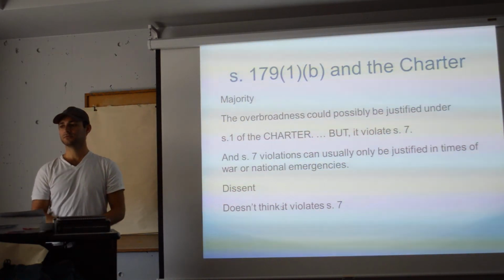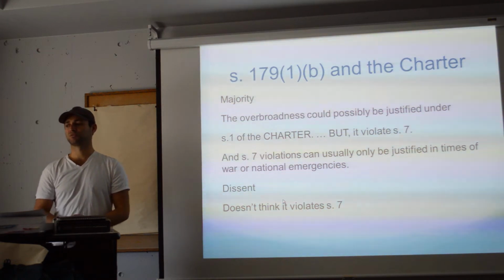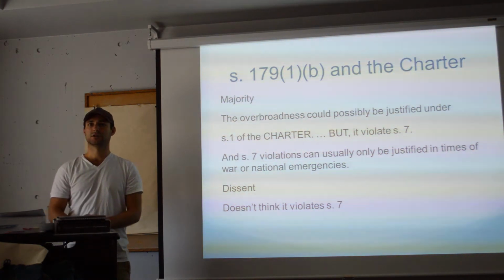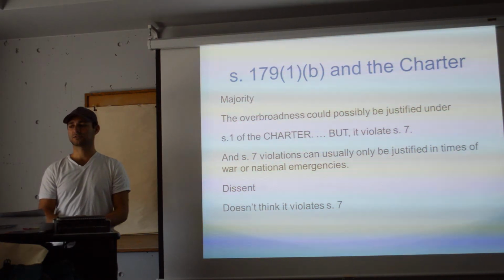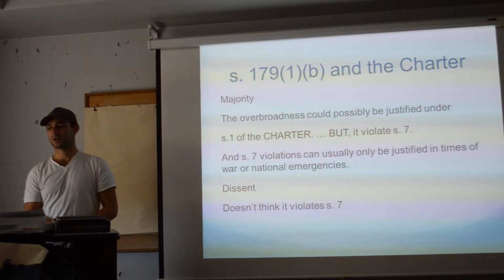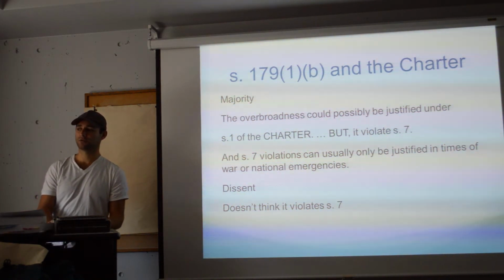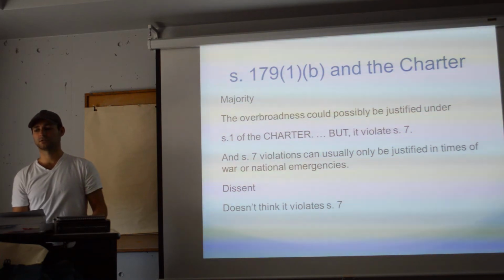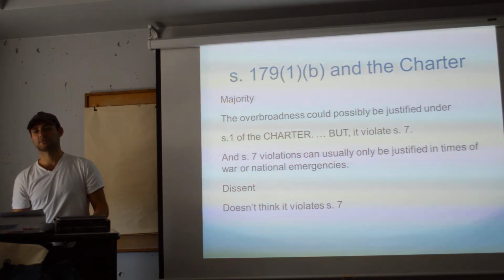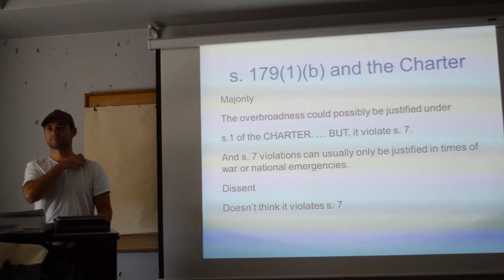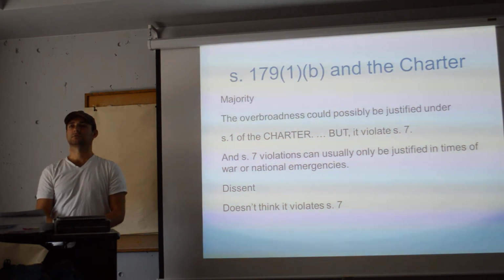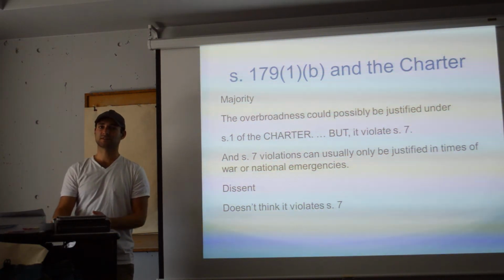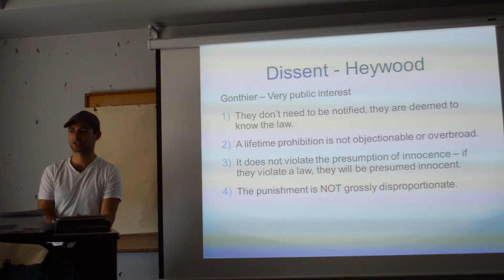So we look at the Charter. The overbreadth could possibly be justified under section 1 of the Charter, as a reasonable breach of Charter rights, but it violates section 7. And section 7 can usually only be justified in times of war or national emergencies. Section 7 is the right to fundamental justice. And the dissent doesn't think it violates section 7.